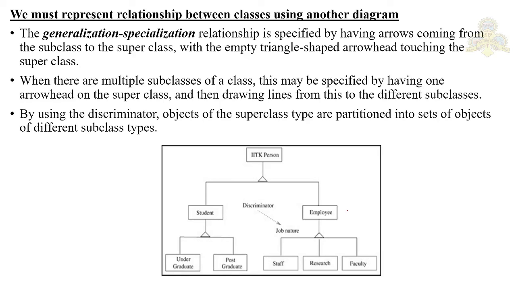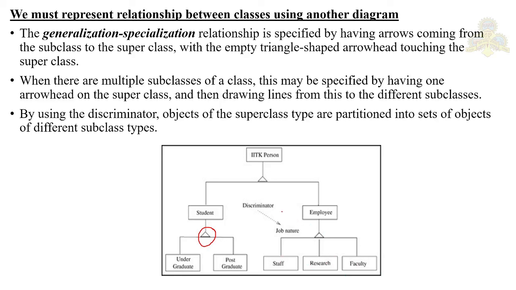Whenever we have this generalization and specialization relationship, it is represented in this way. The arrows come from the subclasses, then you have an empty triangle, and the tip of that empty triangle should be connected to your base class. There is one more relationship over here, the discriminator. This specifies the job nature of the employee. He can be either faculty, staff, or research faculty.